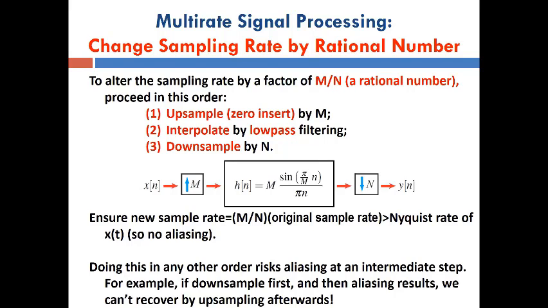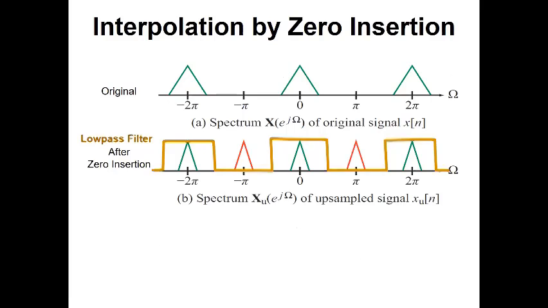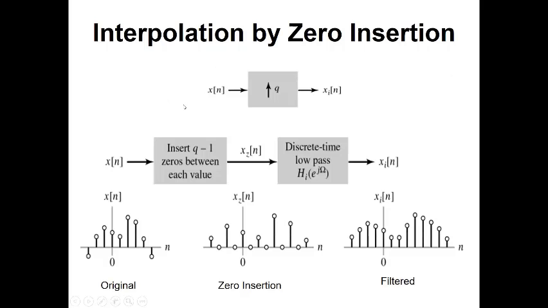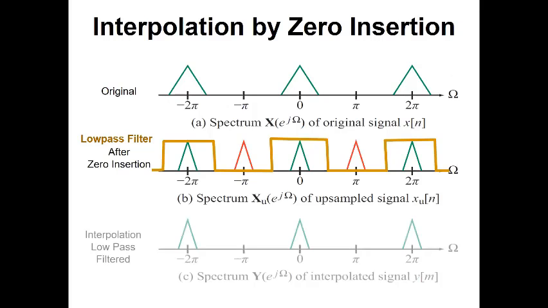Downsampling and upsampling both require low-pass filters to accomplish, and I guess it's worth mentioning that this all works very nicely as long as I could create a fairly ideal low-pass filter. And again, we're talking about a discrete time low-pass filter, right? We're going to do our zero insertion, and then with our discrete time signal, run it through a digital low-pass filter in order to do this interpolation.